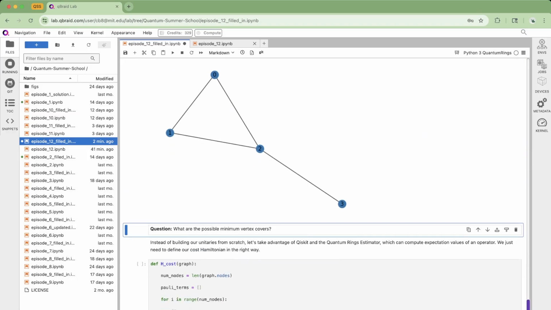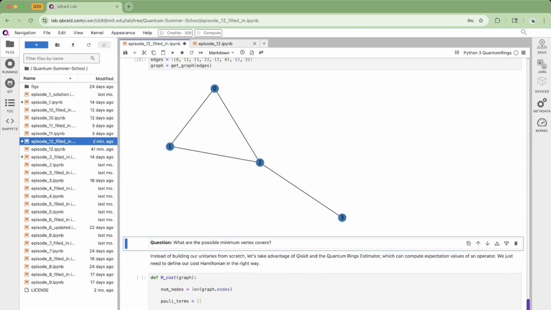Here's an example. And let's think about what the possible minimum vertex covers are here. So we can see that if we pick 2, then we'll knock out 3 of the edges, because the edges from 2 to 3, 2 to 1, and 2 to 0. And then there's one edge left, and we can either pick 0 or 1 in order to finish that off. So our ideal solution should be 1, 0, 1, 0, or 0, 1, 1, 0.